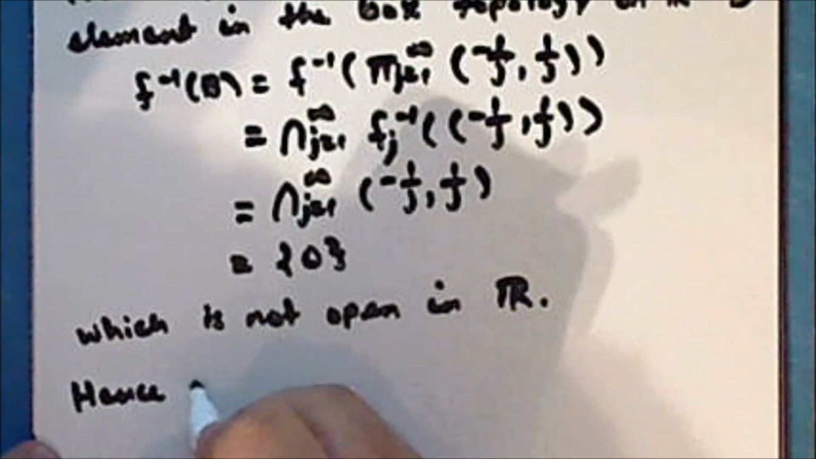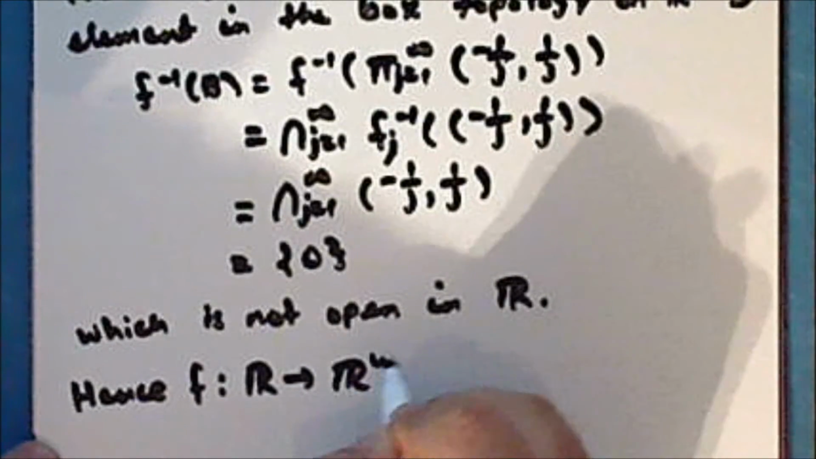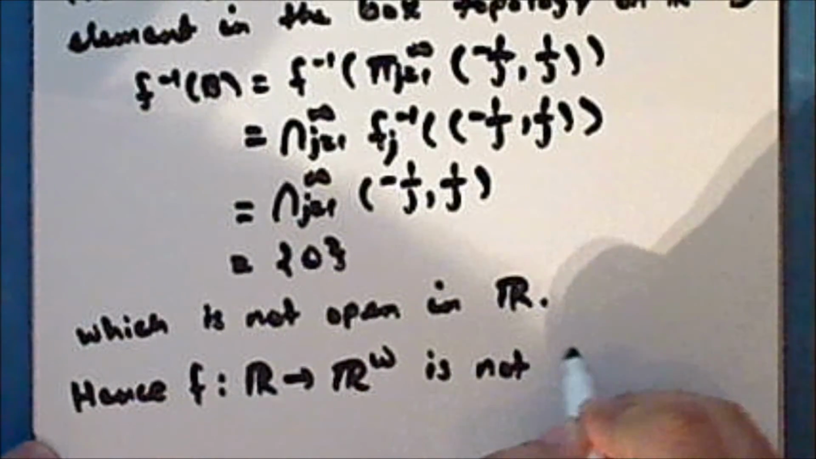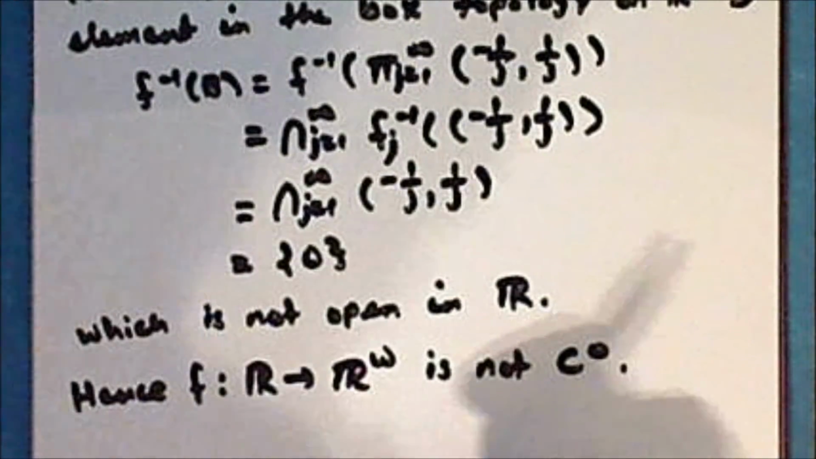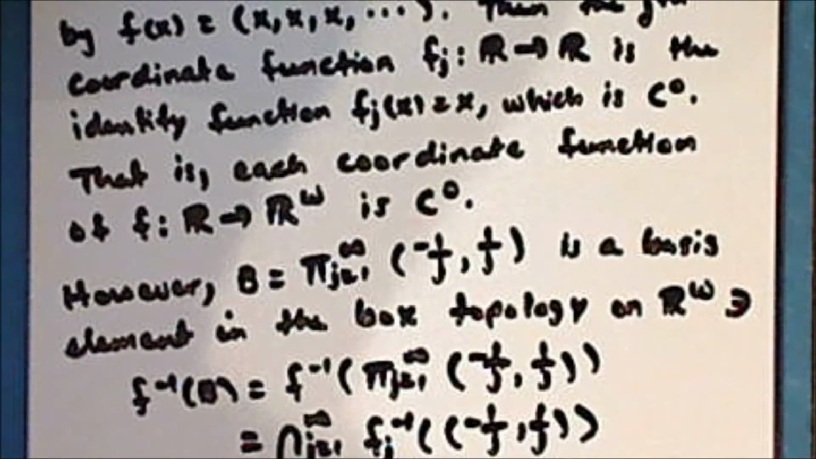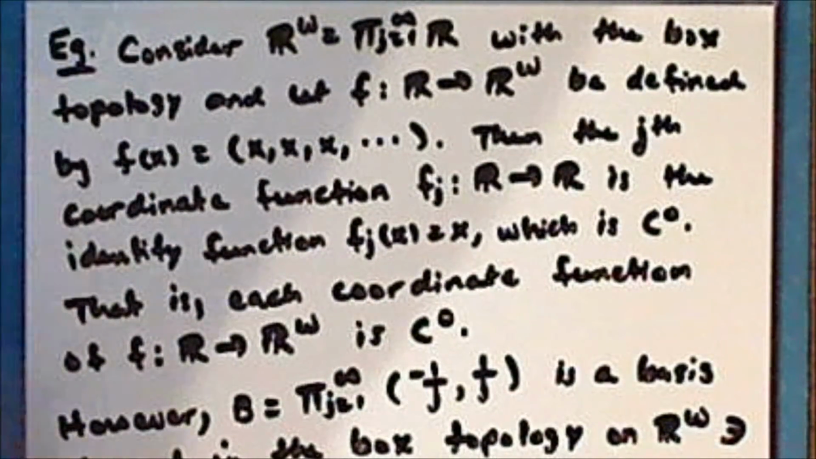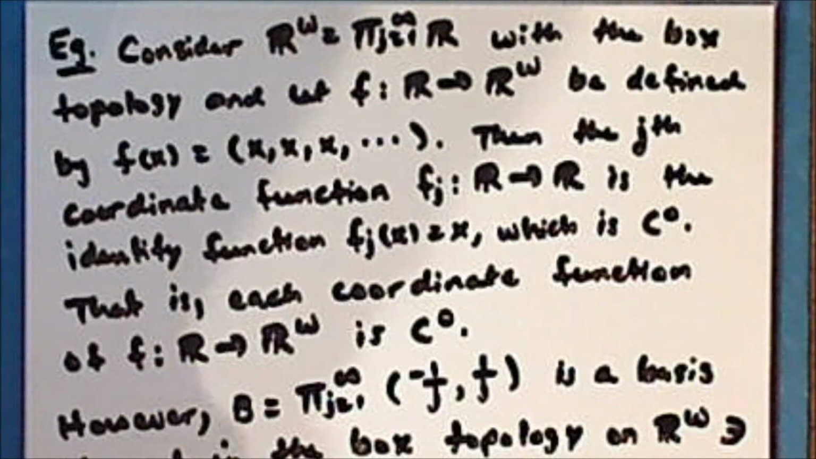and hence the function f, mapping the real line into R^ω, is not continuous. Now recall that for the product topology, a function is continuous if and only if each of its coordinate functions is continuous. And so this example suggests that the box topology is not homeomorphic to the product topology for infinite products. However, it does not demonstrate it. In this lecture, we will officially develop the tools that will allow us to determine whether two spaces are or are not homeomorphic.